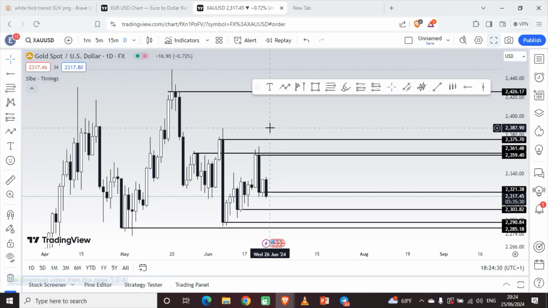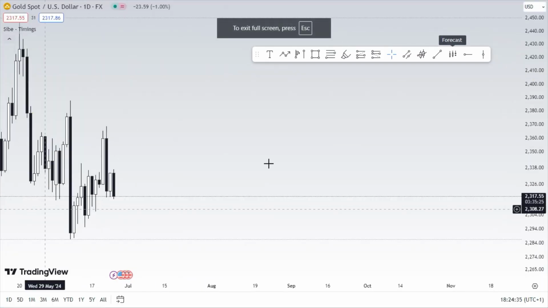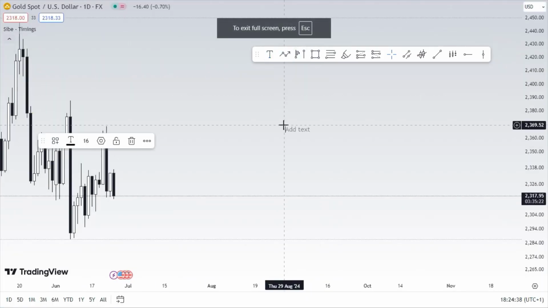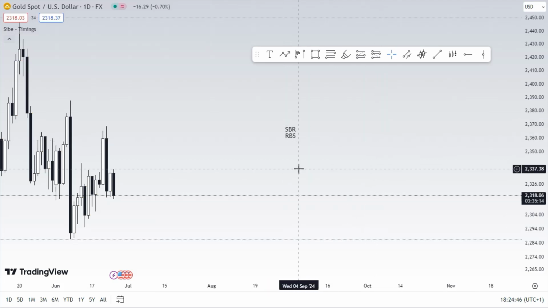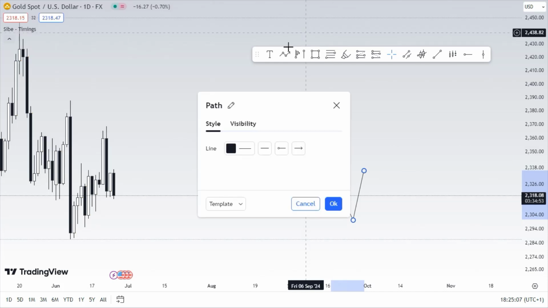Another thing that SNR also talks about is, remove drawings once again, SBR and RBS. So by SBR and RBS, what do they mean by that? With SBR, support broken becomes resistance, and in RBS, resistance broken becomes support. So it's quite simple, it's not something difficult to understand. Let's say we have this V level. What is V supposed to stand for? V is supposed to stand for a support level, yes?